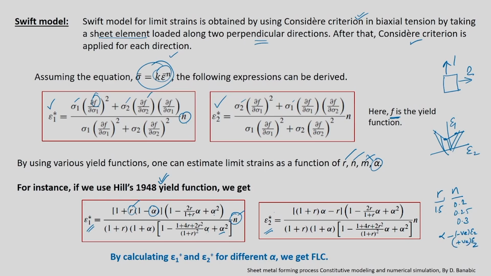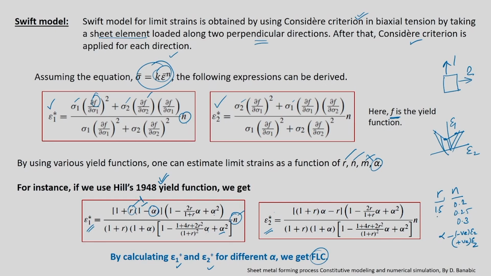So all these alphas can be substituted here and you can get a forming limit curve. By calculating epsilon 1 star and epsilon 2 star for different alpha, we get the whole necking limit curve or forming limit curve. These equations are simple to use because they depend on only two material properties, r and n. If you put r equal to 1 in both the equations, it will turn out to be a forming limit for isotropic sheets, for the same n value.